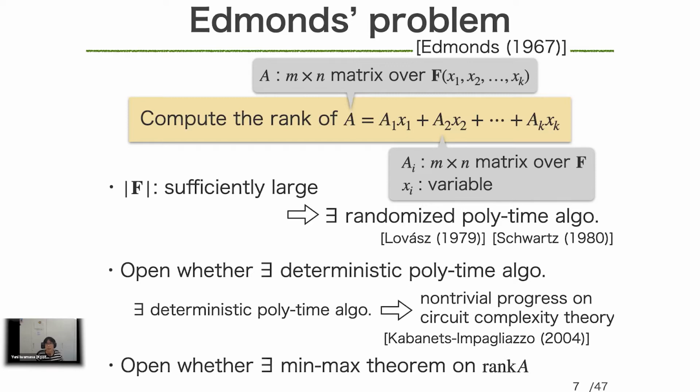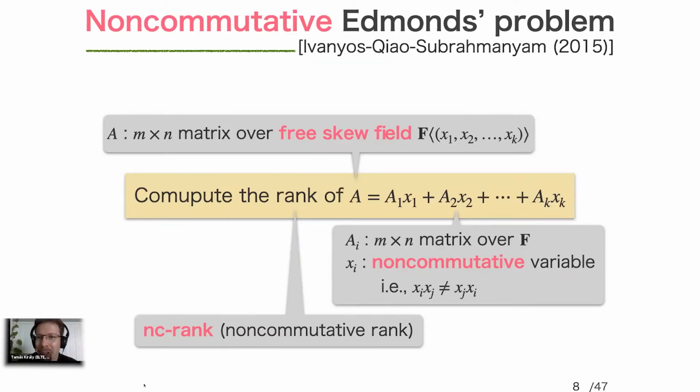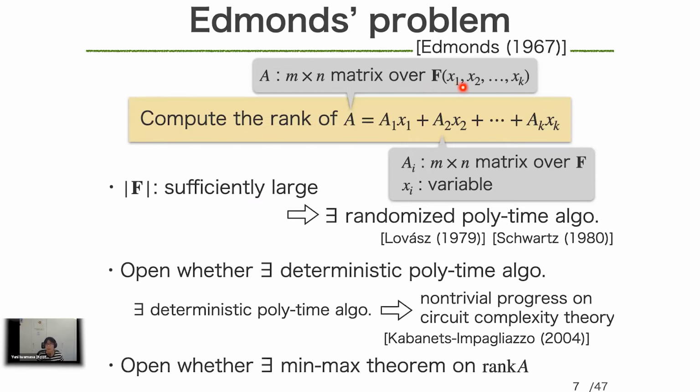It is known that there exists a randomized polynomial-time algorithm for Edmonds' problem if the size of F is sufficiently large. But it is open whether there exists a deterministic polynomial-time algorithm, and also open whether a minimax theorem on its rank exists. These are important open problems, not only in combinatorial optimization but also in theoretical computer science, such as circuit complexity theory. Another question: is your matrix symbolic? Yes, a symbolic matrix. The matrix is over the field of rational functions.